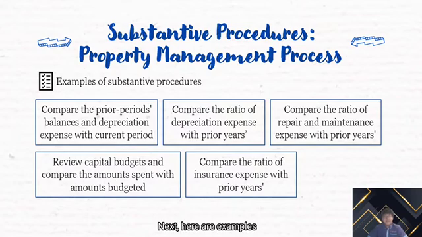Here are examples of substantive procedures. First, compare the prior period's balances and depreciation expense with the current period's. Second, compare the ratio of depreciation expense with prior years. Third, compare the ratio of repair and maintenance expense with prior years. Fourth, review capital budgets and compare the amount spent with the amount budgeted. Fifth, compare the ratio of insurance expense with prior years.